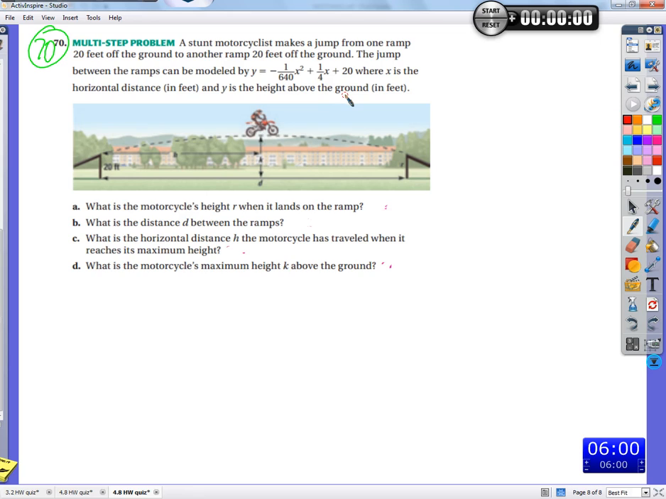Okay. Motorcycle's height. When it lands on the ramp over here, it already told us that the ramp is 20 feet off the ground. Right? Okay. What's the distance d between the ramps?